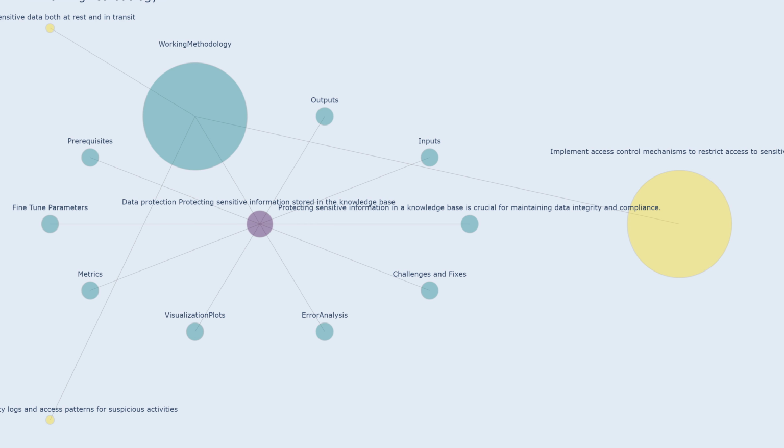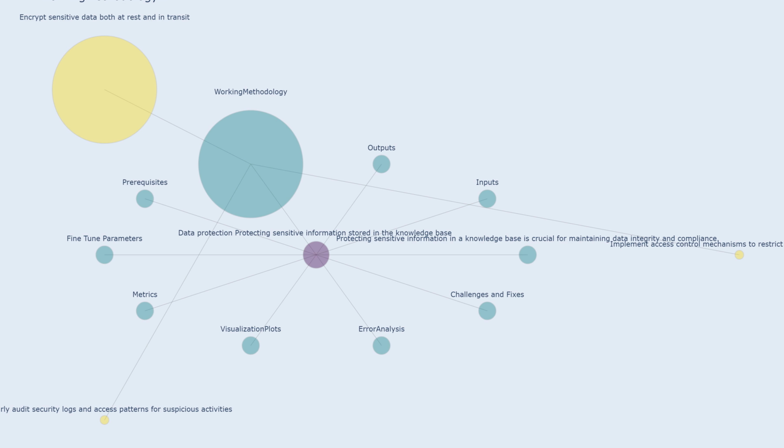Working methodology. Implement robust access control mechanisms to restrict access to sensitive data based on defined permissions and roles. This involves configuring authentication systems, authorization policies, and access control lists (ACLs) to ensure that only authorized users can access specific data. Encrypt sensitive data both at rest, while stored in the knowledge base, and in transit, as it travels over networks. This involves using strong encryption algorithms and key management practices to safeguard data from unauthorized access and interception.